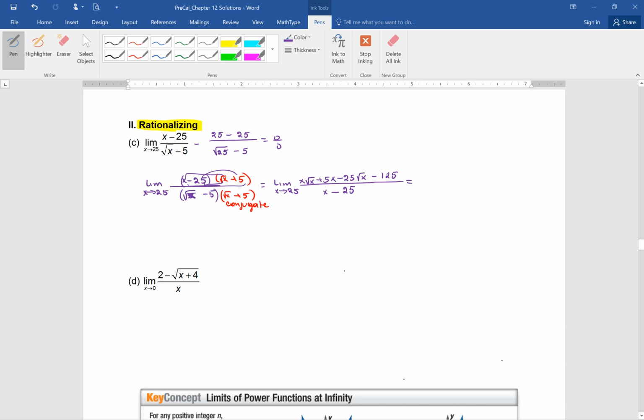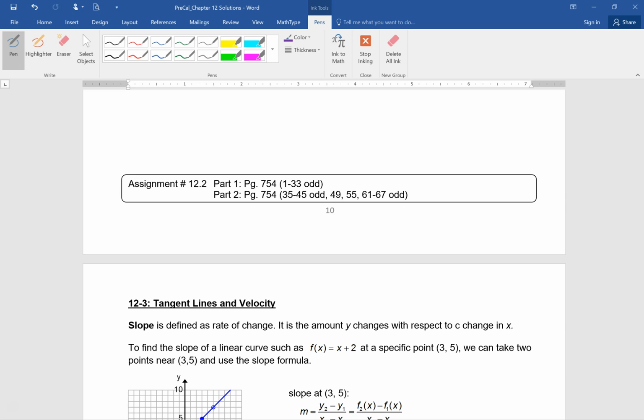Okay, I don't have enough time. All right, I will stop right here. So I'll take out the rationalization problems. Go to 1 to 27 odd. And you're also going to skip 17. Okay? So that will be due tomorrow.